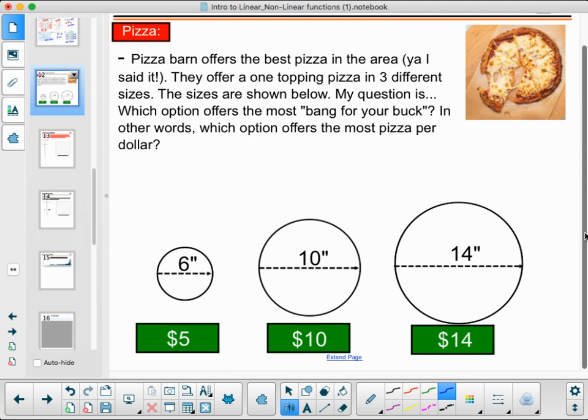So you got a 6-inch diameter pizza for $5, a 10-inch diameter pizza for $10, and a 14-inch diameter pizza for $14. So take a moment to write down your response, or think about your response right now. Which one gets you the most bang for your buck?